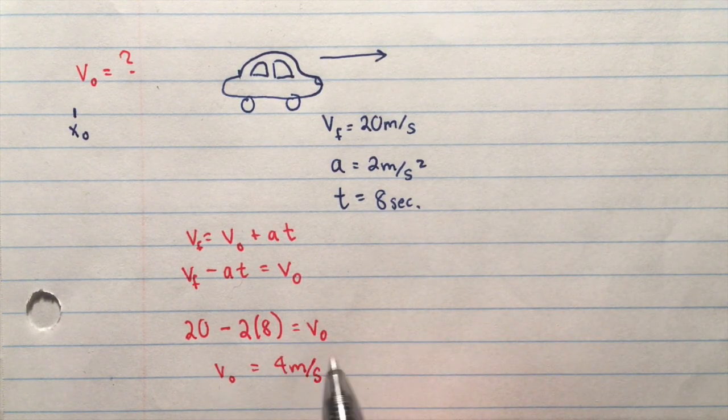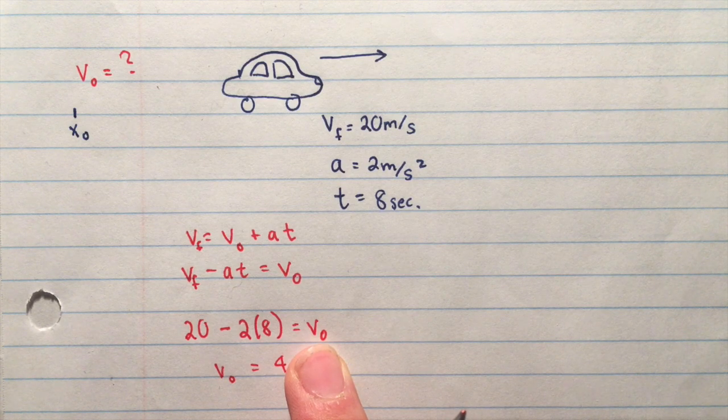Again, do not forget your units. We are talking about a speed, and a speed is measured in meters per second. If you just put 4, you're going to get it wrong. You must have these units so that we know what you're talking about.